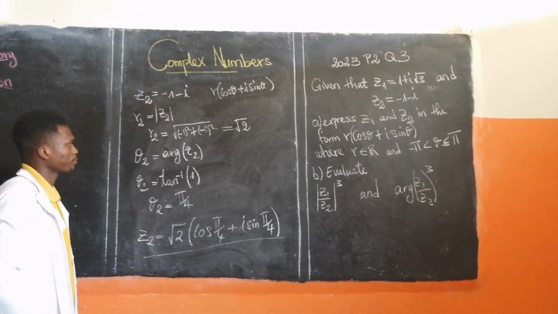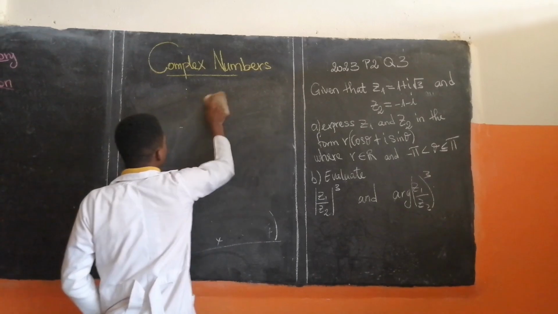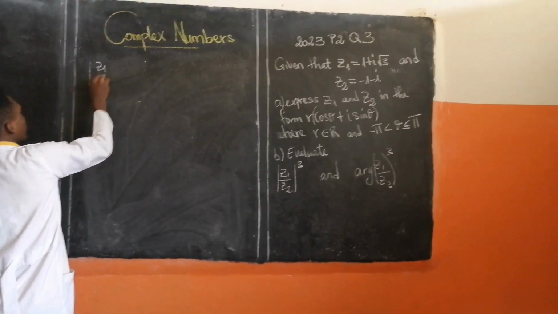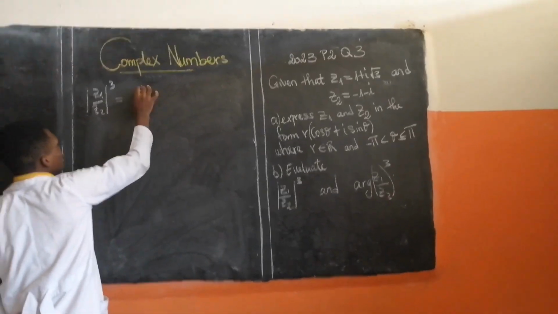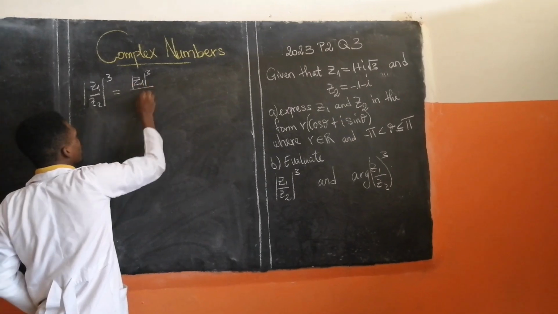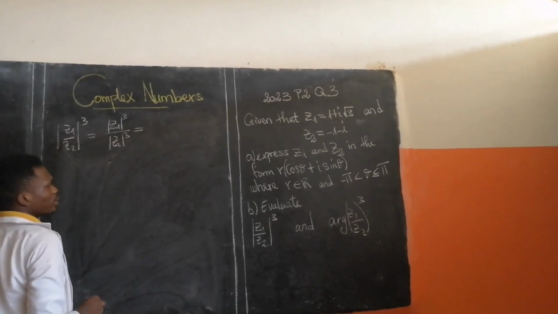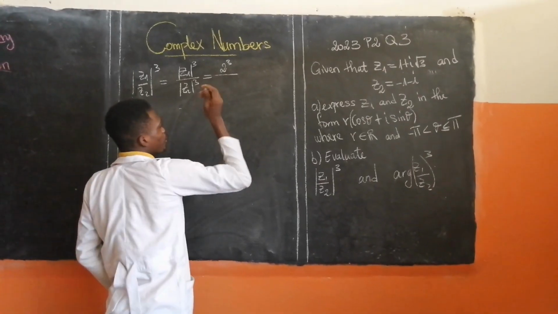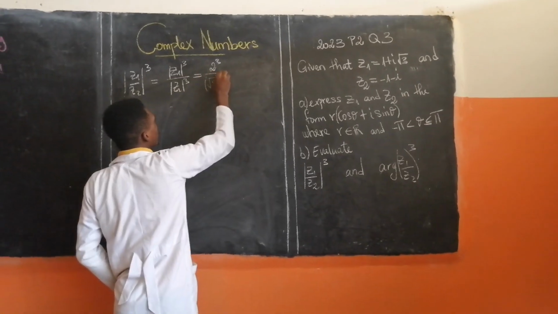Now we go to B. We have to start by looking for the modulus of Z1 over Z2, all cubed. This is the same as the modulus of Z1 cubed over the modulus of Z2 cubed. The modulus of Z1 was 2, so we have 2 cubed divided by the modulus of Z2, which was root 2, so we have root 2 cubed.